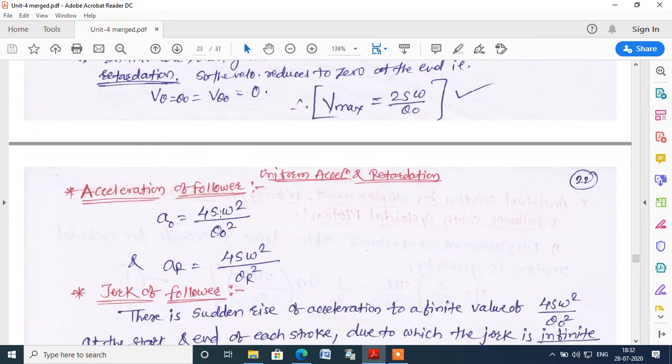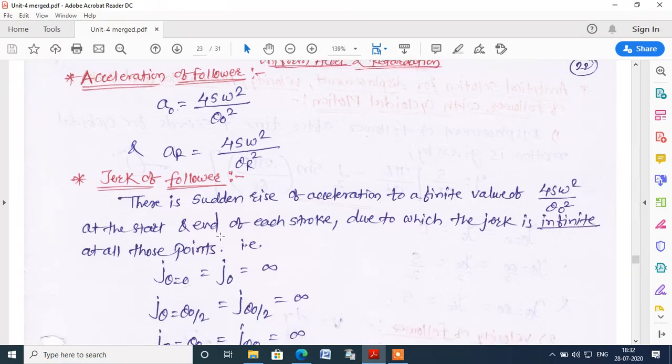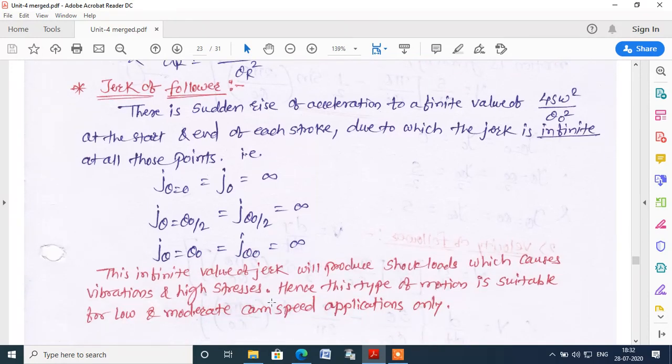Acceleration of the follower is 4s omega square upon theta naught square at outstroke, and at return stroke a R equal to 4s omega square upon theta r square, where theta r is the angle of the return stroke of the cam. Then jerk. There is a sudden rise of acceleration to a finite value, that is 4s omega square upon theta naught square, at the start and end of each stroke, due to which jerk is infinite at all these points. So at theta equal to 0, jerk is infinity, at theta equal to theta naught by 2, jerk is also infinity, and at theta equal to theta naught, jerk is infinity.